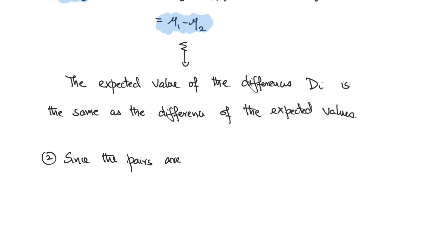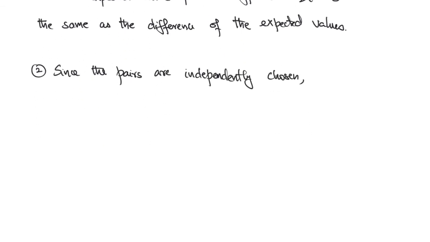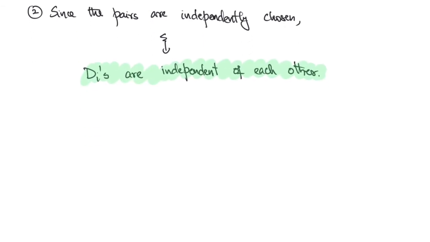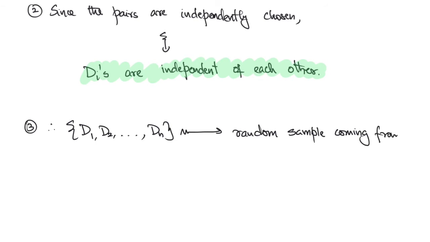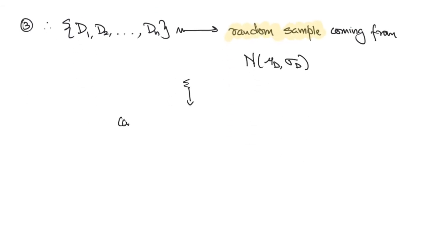Since the assumption is that the pairs are independently chosen, we must have that the differences di are also independent of each other. A consequence of this is that the set d1, d2, up to dn of n random variables is going to be a random sample coming from a normal distribution with mean mu d and standard deviation sigma d. This would suggest that we use the one sample t-test.